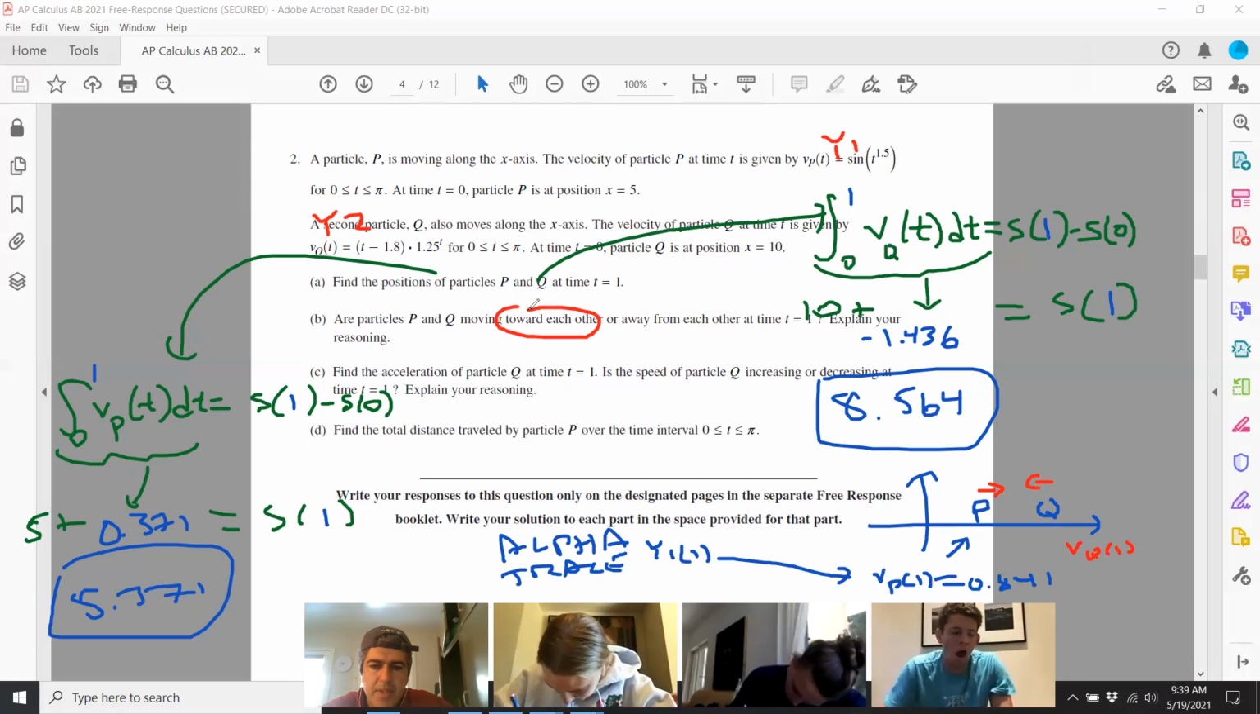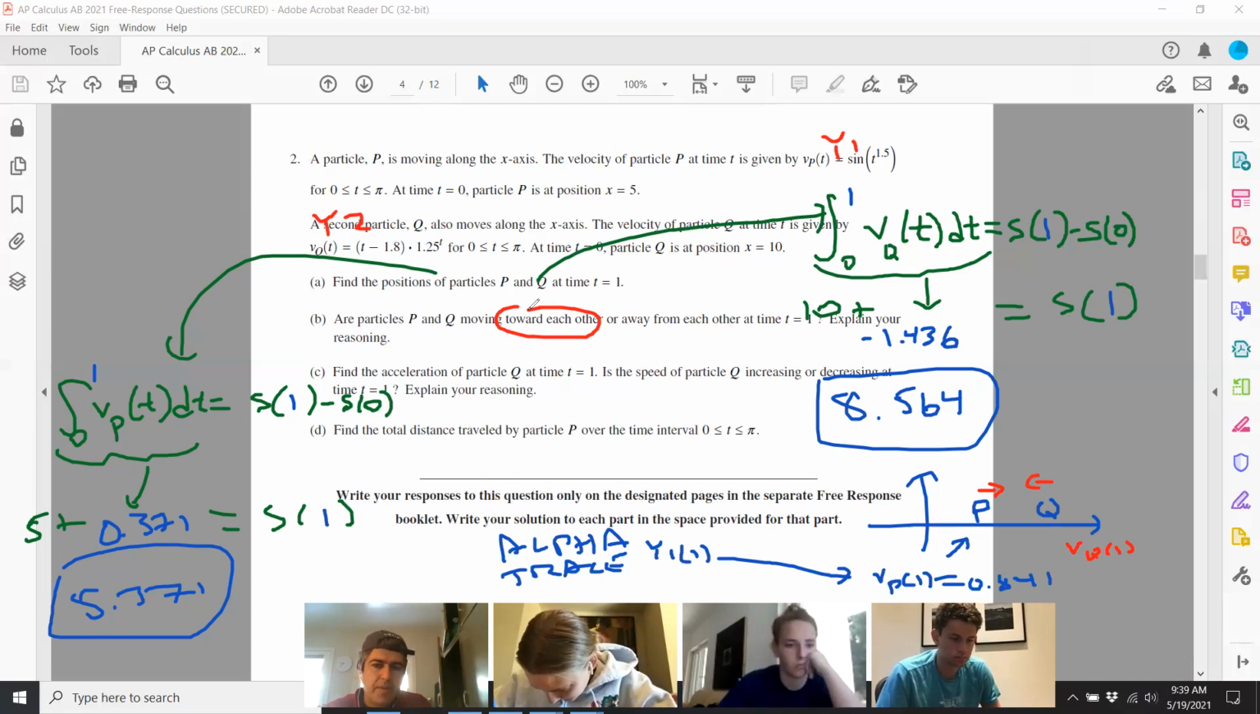And explain your reasoning. You could just say, velocity of P is 5.371, velocity of Q is 8.564 from part A. So Q is to the right of P. However, P is moving to the right, given a positive velocity. Q is moving to the left, given its negative velocity. Hence, they're going toward each other. I would guess that would be worth at least a couple of points because you're using the positions and then you're using the velocities to make your statement.